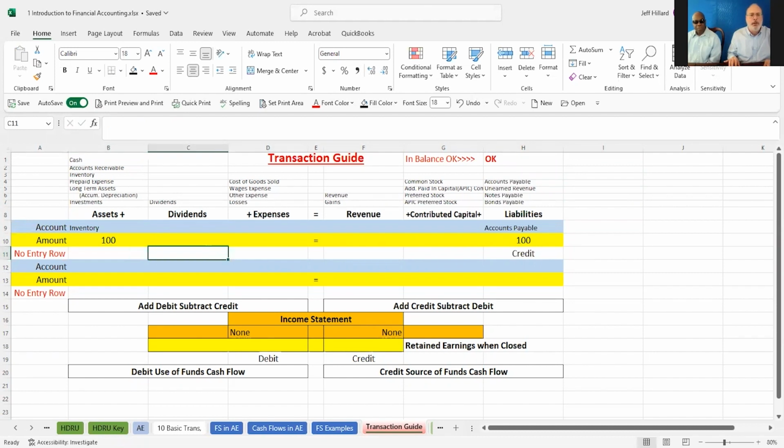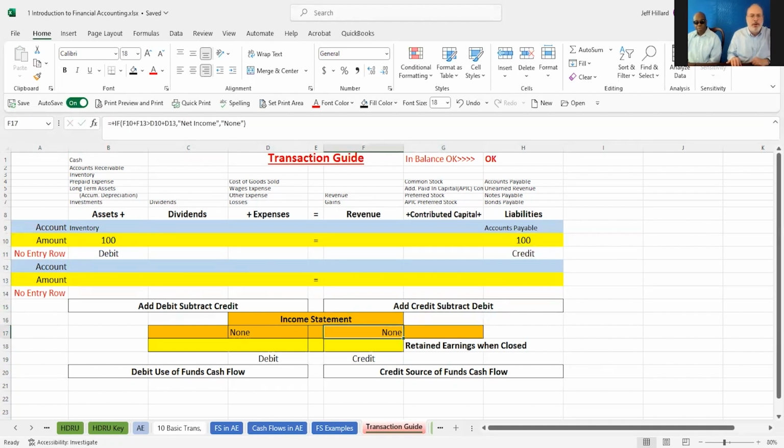Wait a minute, why is this not giving me debits and credits? Where did my debits and credits go? Okay, I just fixed it. When you buy inventory, and you can enter these in, just don't touch anything on this no entry row or you'll ruin it. This will give you your debits and credits because we're adding to both sides.